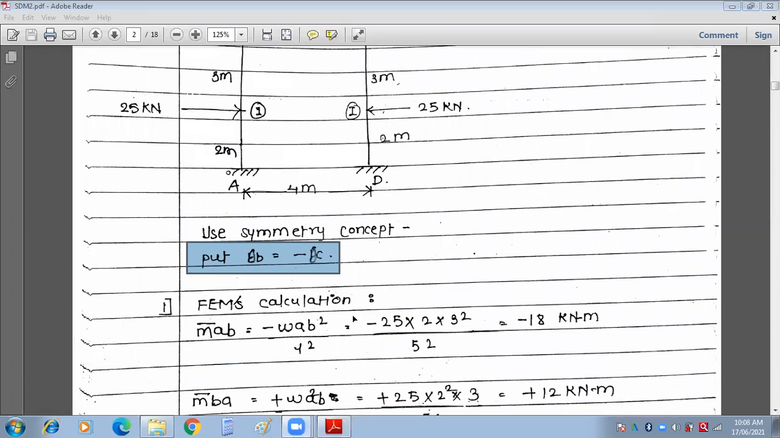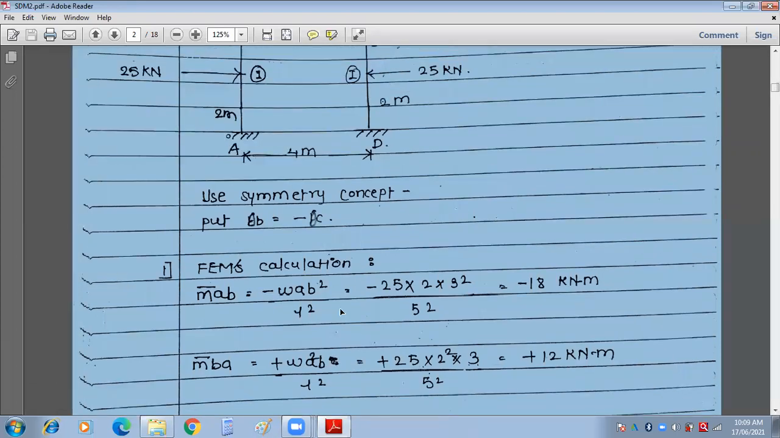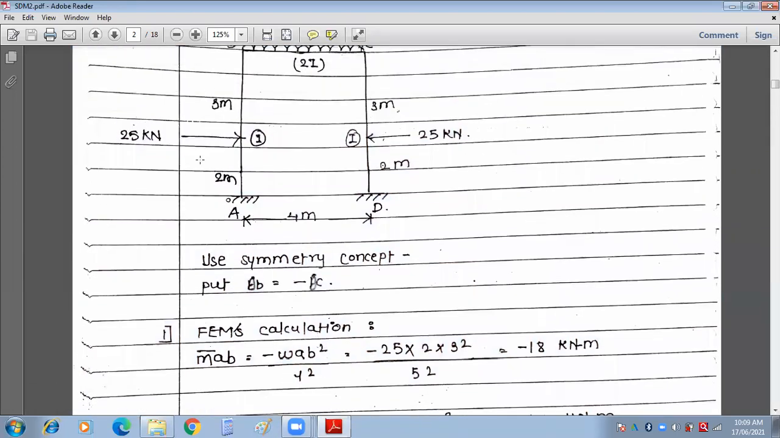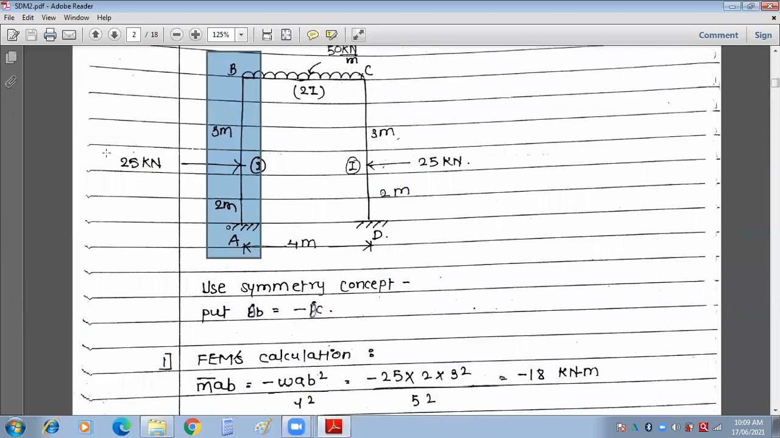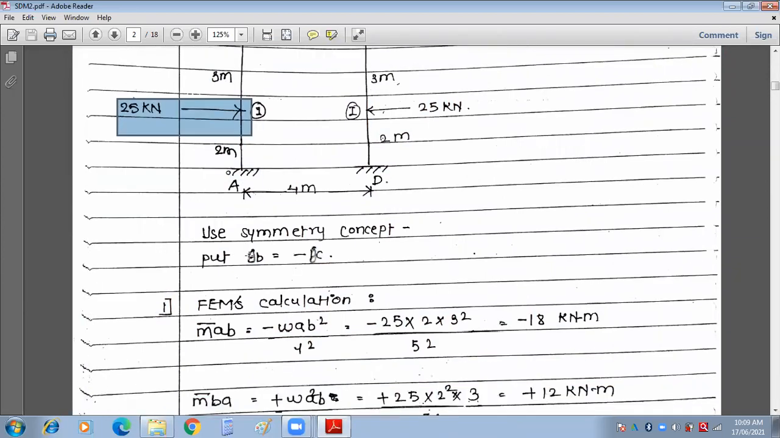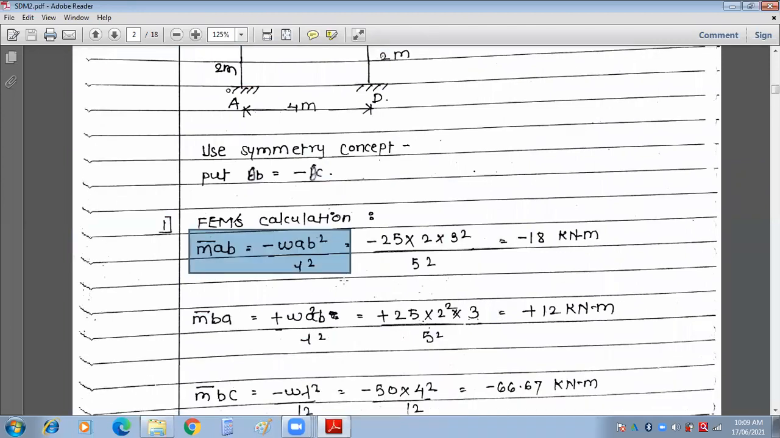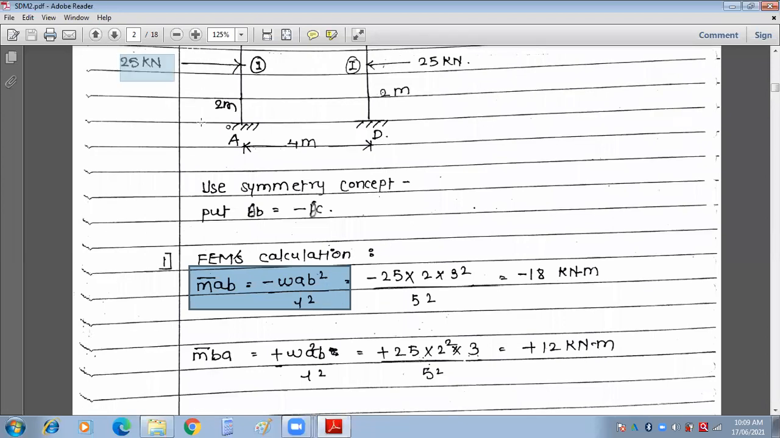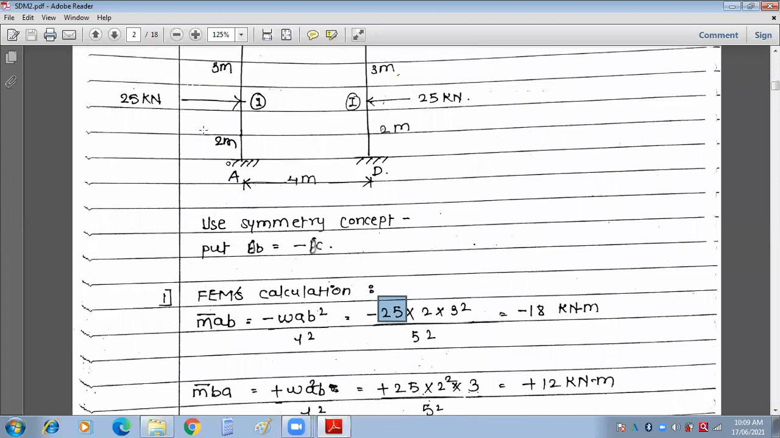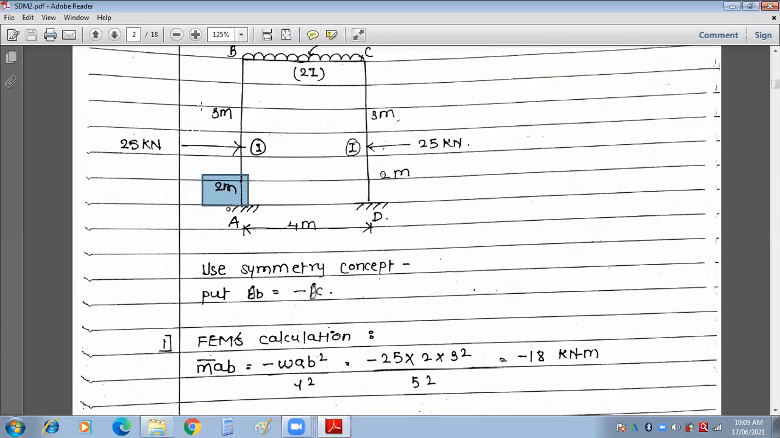The very first step is that we have to find the fixed end moments. Now let us consider the span AB. As we have seen, AB carries an eccentric point load. Therefore, the formula for the fixed end moment is W a b square upon L square. Here the load is 25. A is 2 meter and B is 3 meter. Therefore, 2 into 3 square divided by the total L of 5 meter. Therefore, 25 into 2 into 3 square by 5 square.